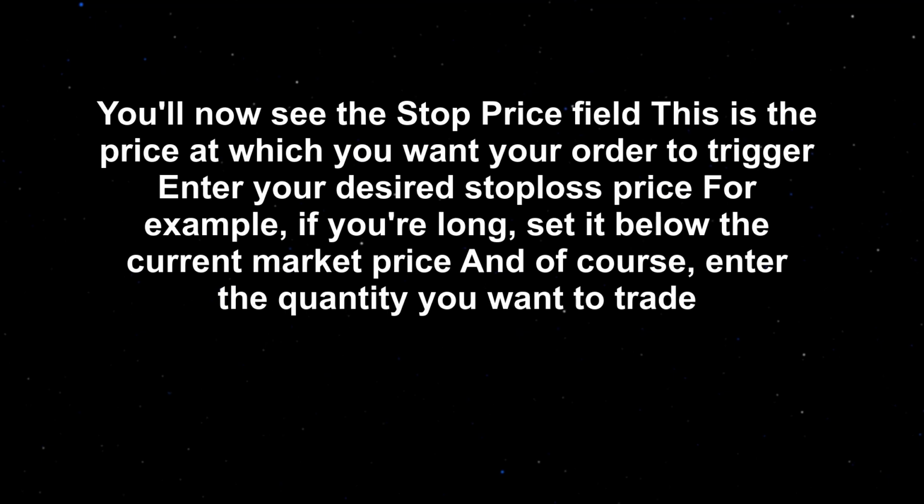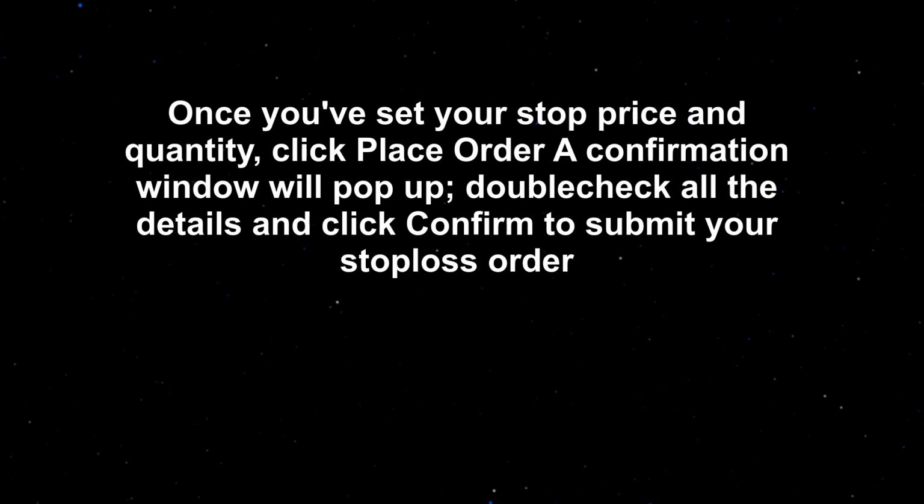You'll now see the stop price field. This is the price at which you want your order to trigger. Enter your desired stop loss price. For example, if you're long, set it below the current market price and, of course, enter the quantity you want to trade. Once you've set your stop price and quantity, click place order.